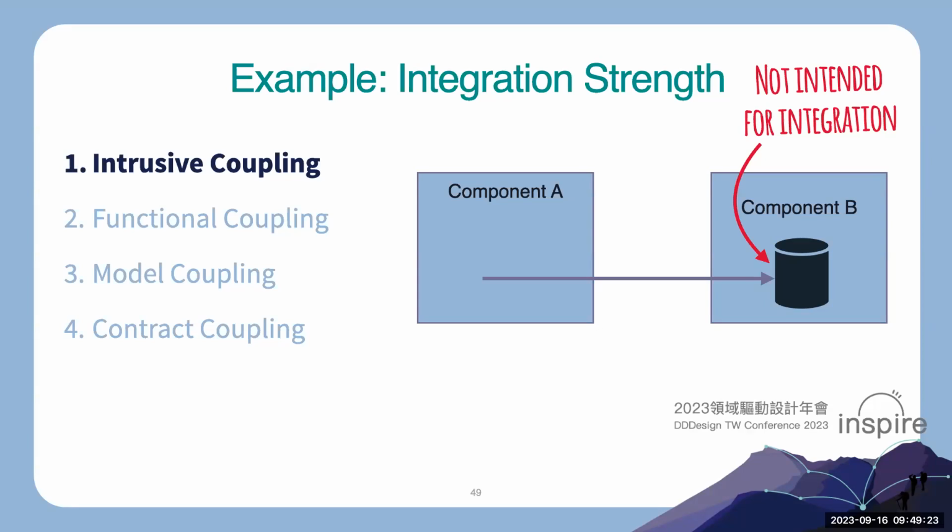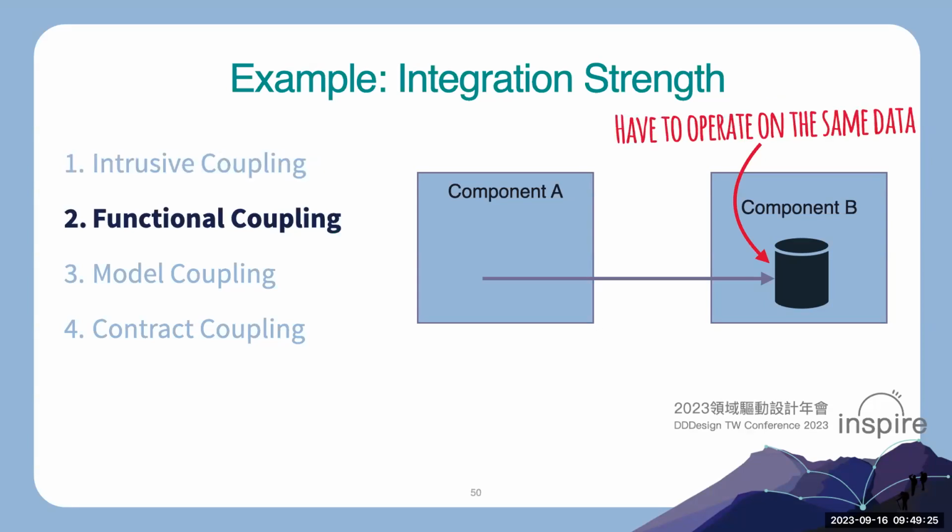On the other hand, the authors of these two components may have decided that, hey, we are working on the same set of data, so we have no choice but to share the database between us. Whether this is a good design decision or bad, it's no longer intrusive coupling. Now we're in the domain of functional coupling because we are implementing closely related business functionalities.